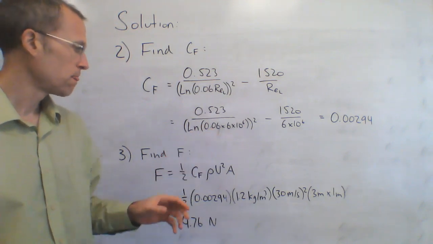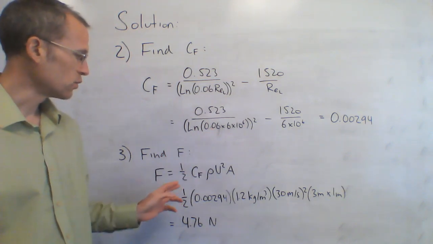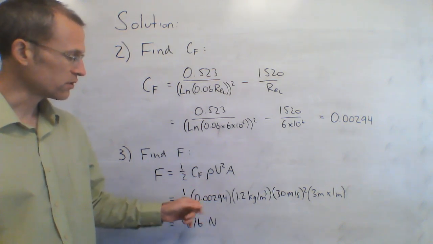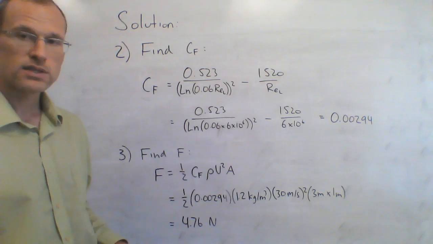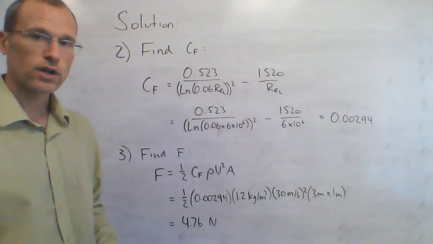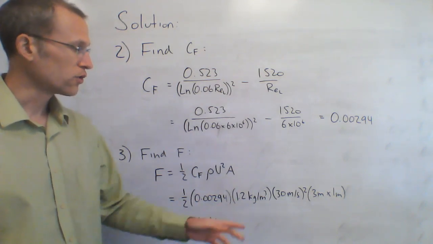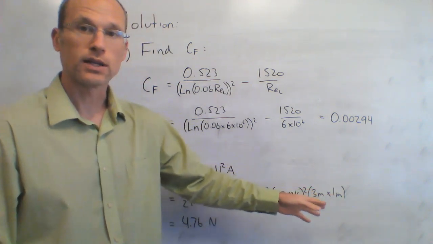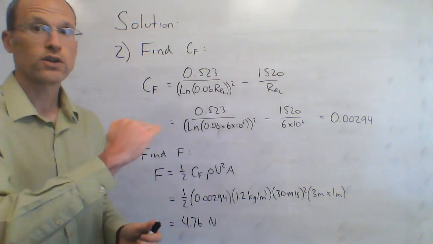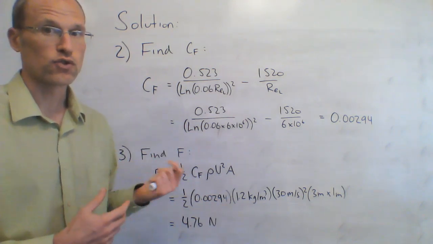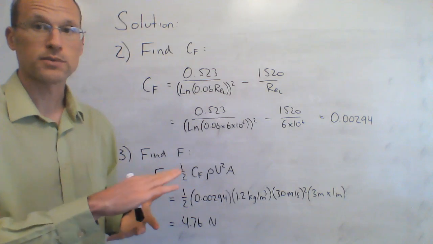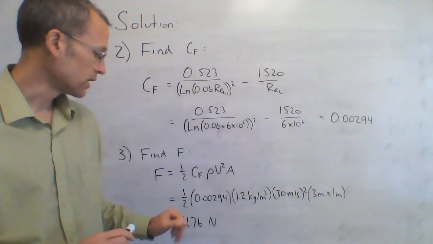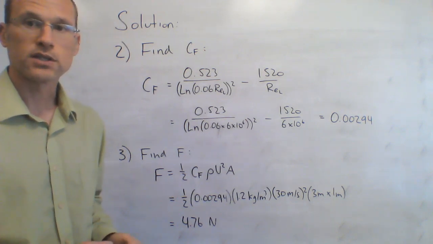So now that I have that, find my value of F. Force is 1/2 CF rho U squared A. So 1/2 times 0.00294. Density of air, standard conditions, 1.2 kilograms per cubic meter. Velocity, 30 meters per second, square that. And then my area, 3 meters by 1 meter. Again, the question stated that it was flowing over, so I can assume that's only over and not under. So only one side of the plate, only the top side. So my entire area is just 3 square meters. Gives me a drag force of 4.76 newtons in this case.